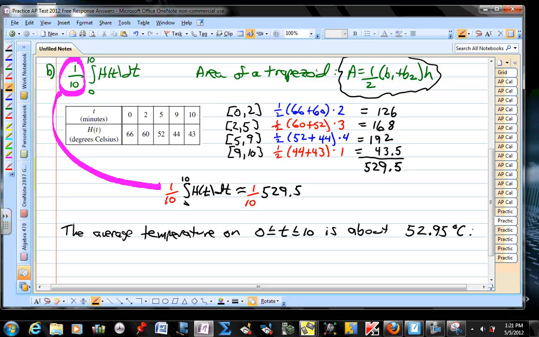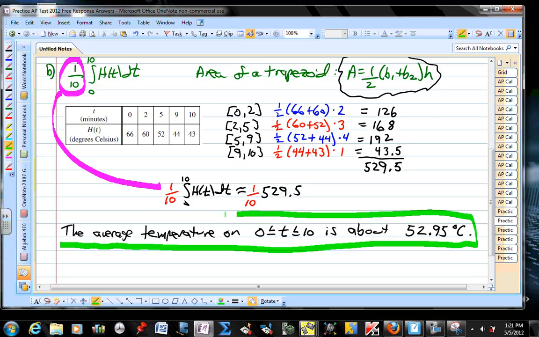Now, let's read the question, make sure we answered it. Using correct units, explain the meaning of this integral in the context of the problem. Yeah, well, there we go. We are done with this problem. The average temperature of the pot of tea is 52.95 degrees Celsius from time t equals 0 to time t equals 10.